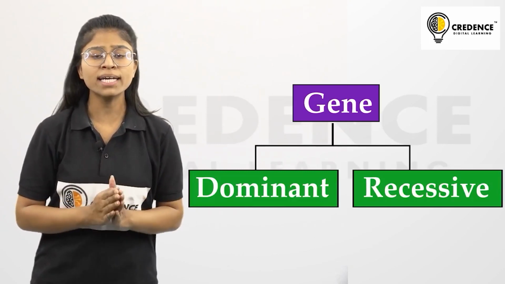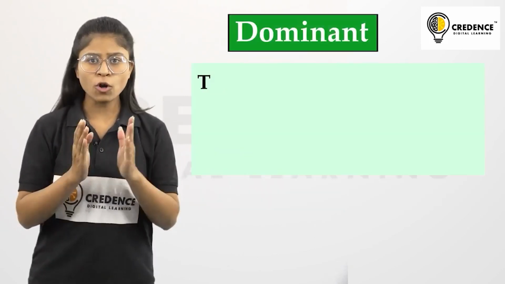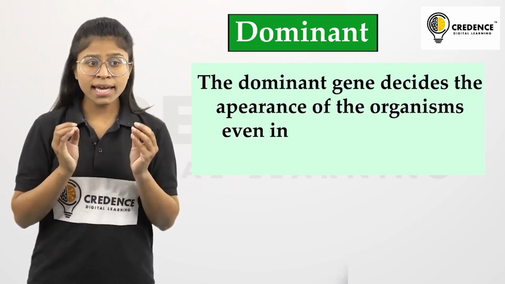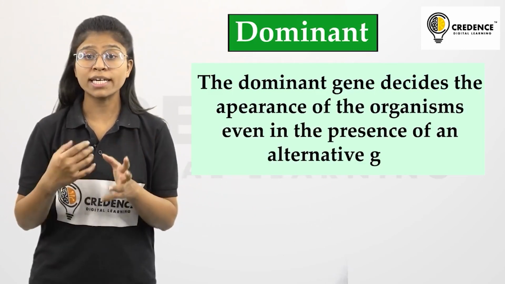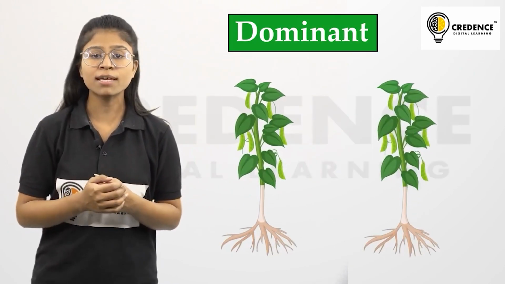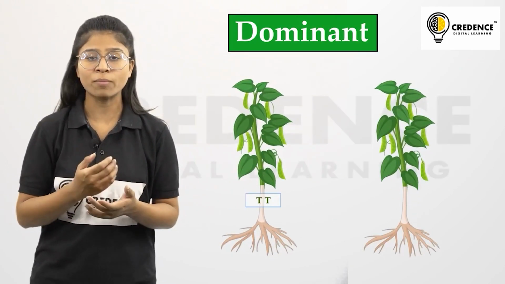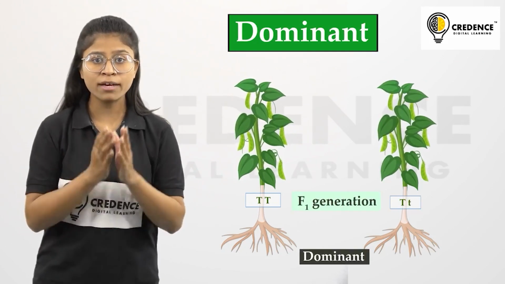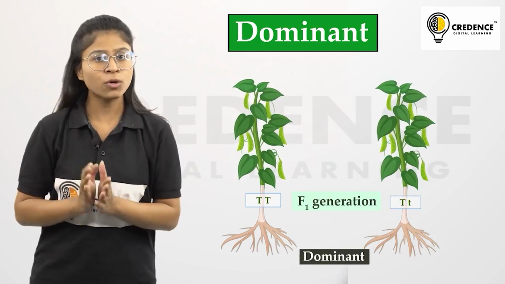Now, what are dominant and recessive genes? The dominant gene decides the appearance of the organism even in the presence of an alternative gene. अगर कोई और अल्टरनेटिव जीन प्रेजेंट है उसके बावजूद भी अगर डोमिनेंट कैरेक्टर डोमिनेंट जीन प्रेजेंट होता है तो ऑर्गेनिज्म में या ऑफस्प्रिंग में वो डोमिनेंट जीन अपीयर होता है.